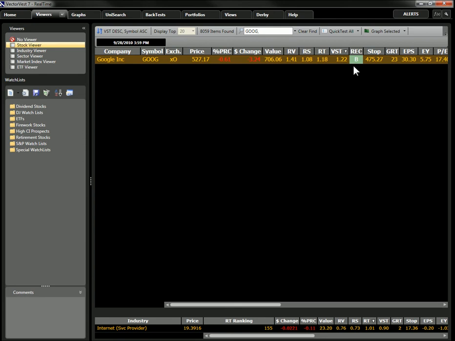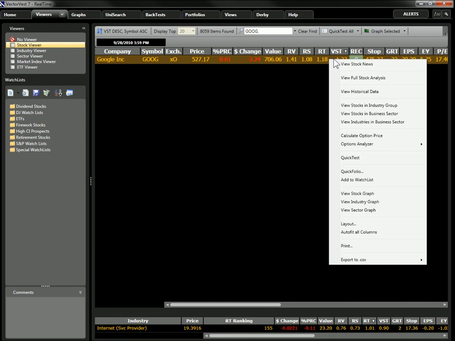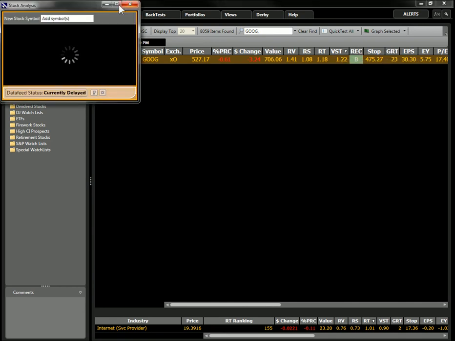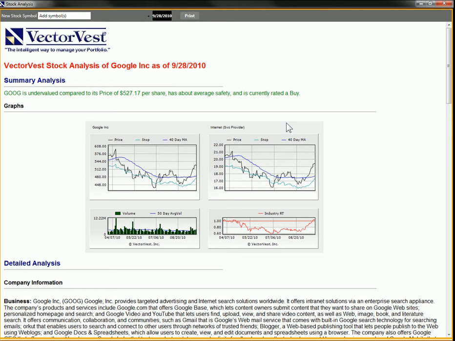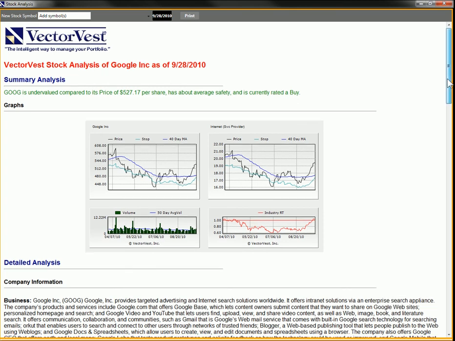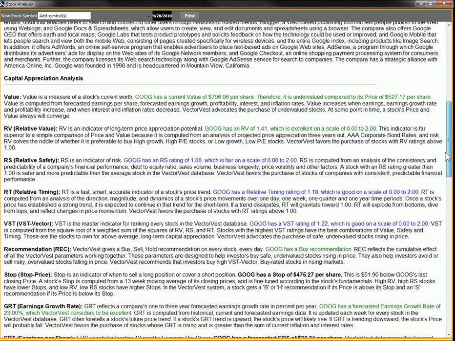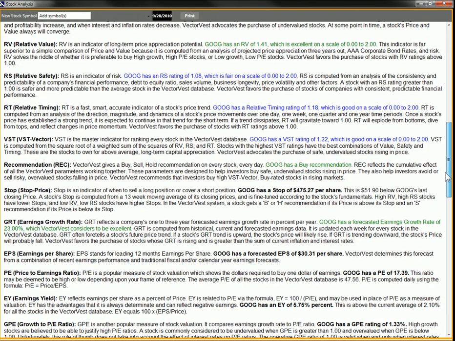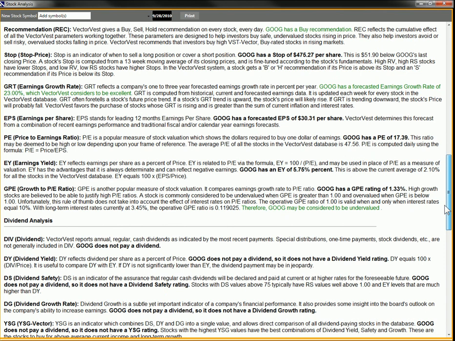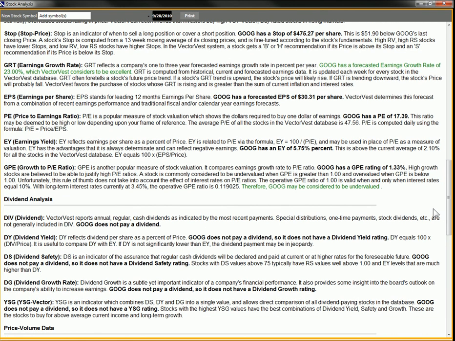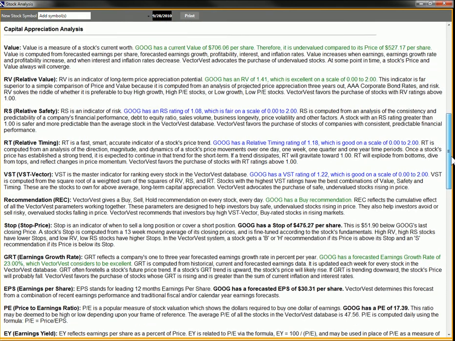If you ever need to remember the definition for any of these indicators, we provide a stock analysis report. To access it, just right-click on the stock and select View Full Stock Analysis. It will provide a detailed report on that stock, including a description of every indicator and parameter you saw in the stock viewer, including our proprietary indicators, such as RV, RS, RT, earnings and growth information, dividend analysis, and so on. So in case you forget what RV is, you can read it right here.